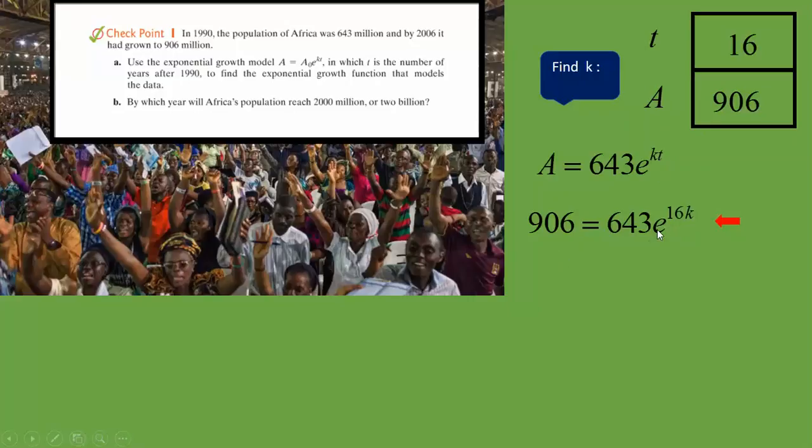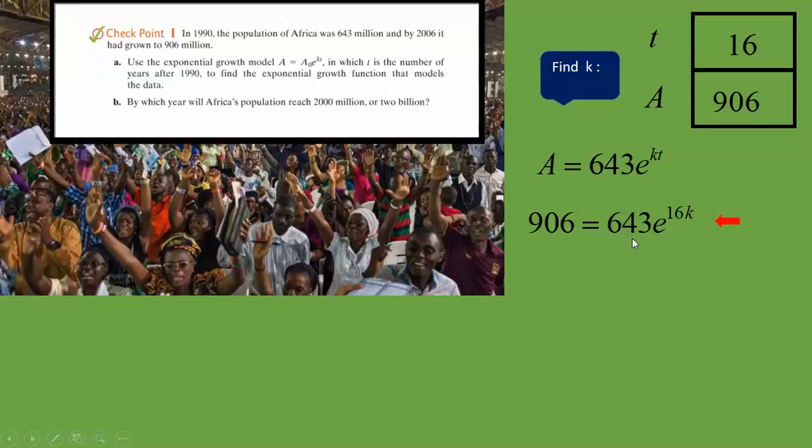So we put those two values in our basic formula, and so we have what you see here. 906 is equal to 643 e raised to the 16k power. So now we have an exponential equation. So recall, exponential equations have a number raised to a variable power. So here our variable power is k. And so that's how you recognize exponential equations.